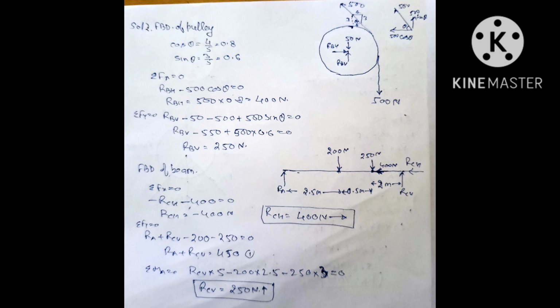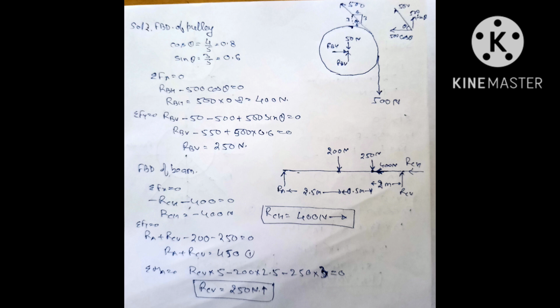Now once we have calculated the values of RBH and RBV, we will draw the free body diagram of the beam. While drawing the free body diagram of the beam, these reactions will act in the opposite direction. That is, RBH will be taken in the negative x direction and RBV will be taken in the downward vertical direction. Now the weight of the beam will act at half of the distance, so it will act at 2.5 meter from end A.